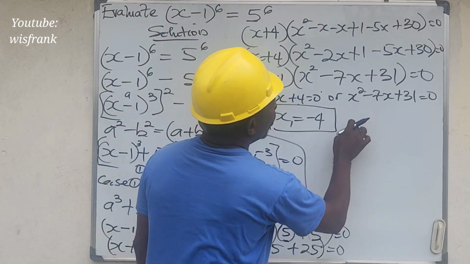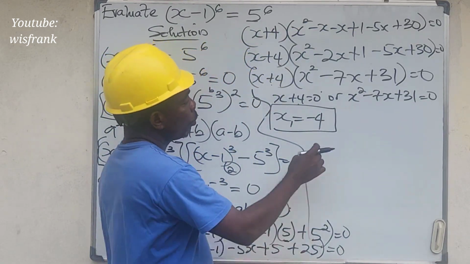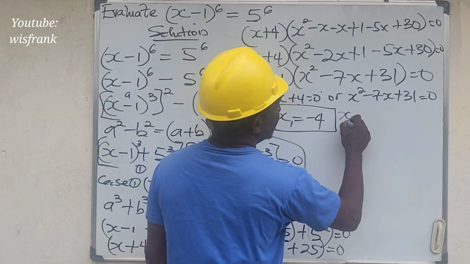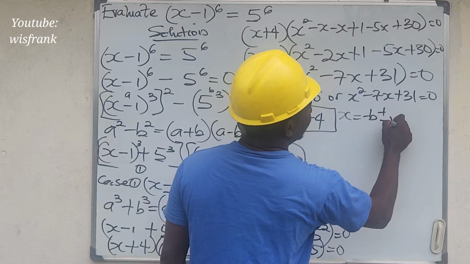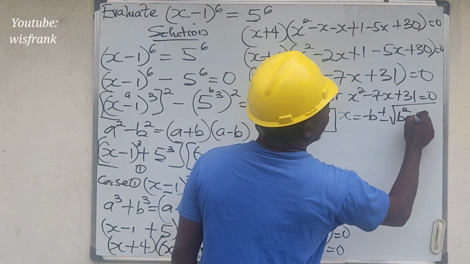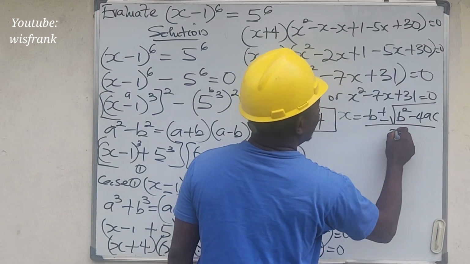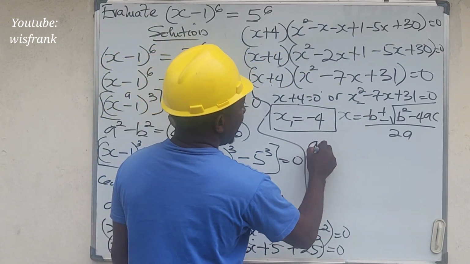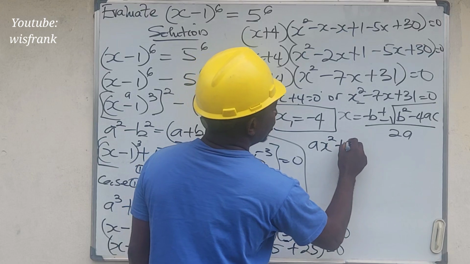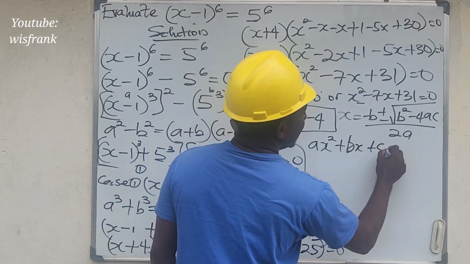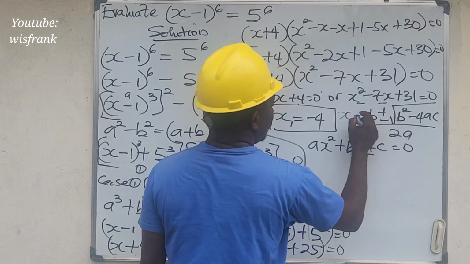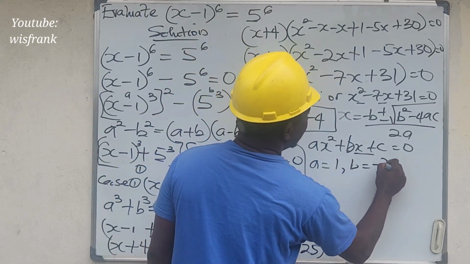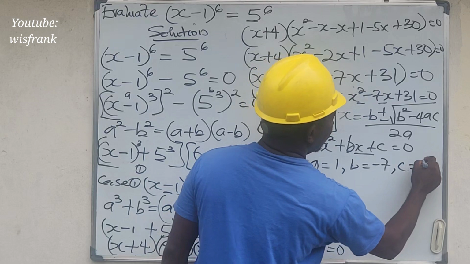So this second one, we have a quadratic equation. So we are going to use the quadratic formula for us to find the value of x. So quadratic formula is of the form x equals to minus b plus or minus square root of b to the power of 2 minus 4ac all over 2a. When you compare this equation with the quadratic equation, which is ax to the power of 2 plus bx plus c equals to 0, comparing this with this, we have the value of a equals to 1, and the value of b equals to minus 7, and the value of c equals to 31.